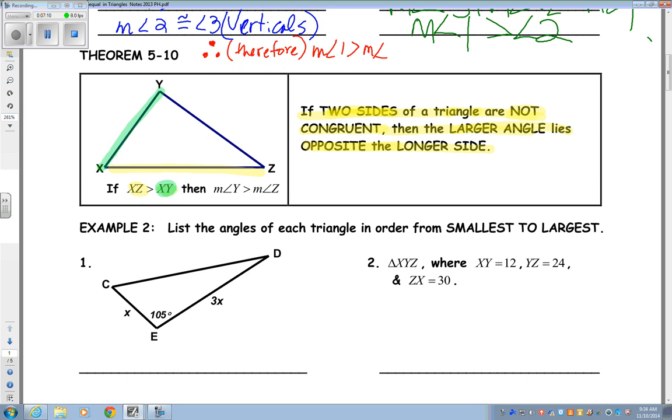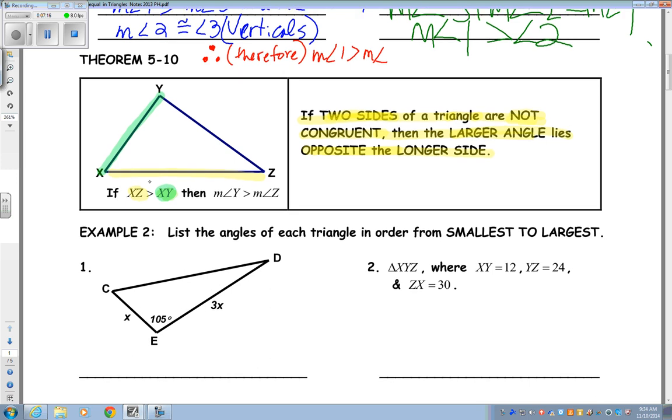All right, I tried to highlight these different colors because I wanted you to see that side XZ, this side here, can you physically see that that's greater than XY? You can physically see that. Y'all understand that? Okay, all right, so we know that XZ is the bigger side when I'm comparing the two.